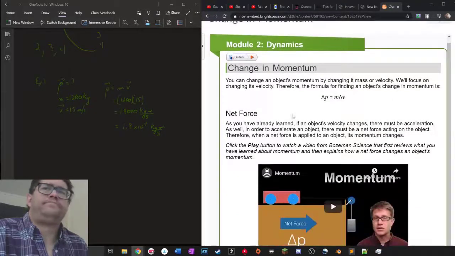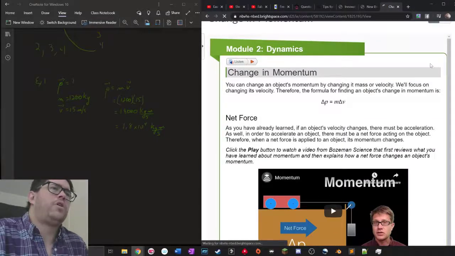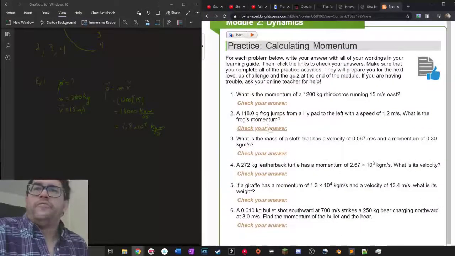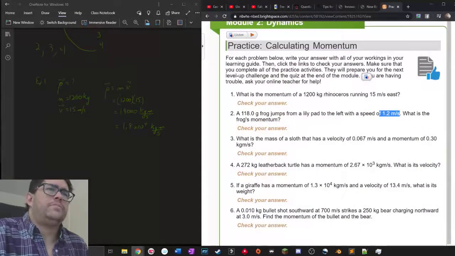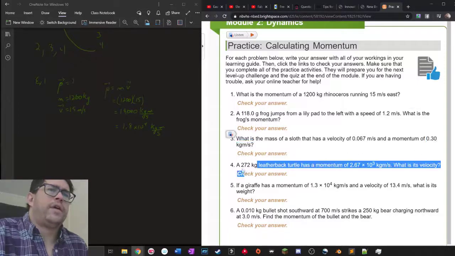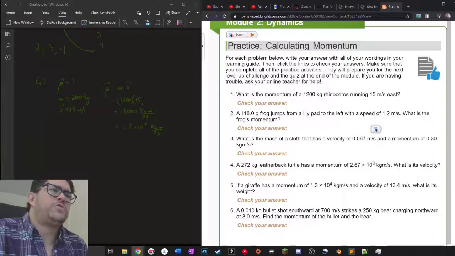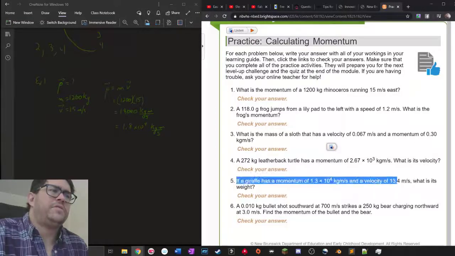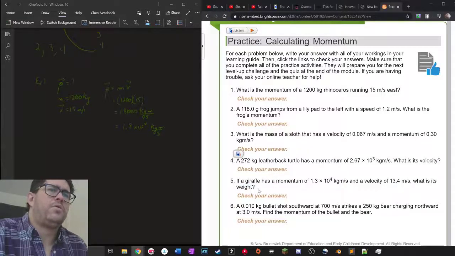Change in momentum. Let's just see if there's one more complicated problem. This one. All of these have my mass and my velocity, right? Mass, velocity, momentum. This is a question in reverse. What's the mass? But give me the momentum, what's the velocity, right? So these are easy. A giraffe has a momentum and a velocity. The weight. Oh ho ho, the weight.